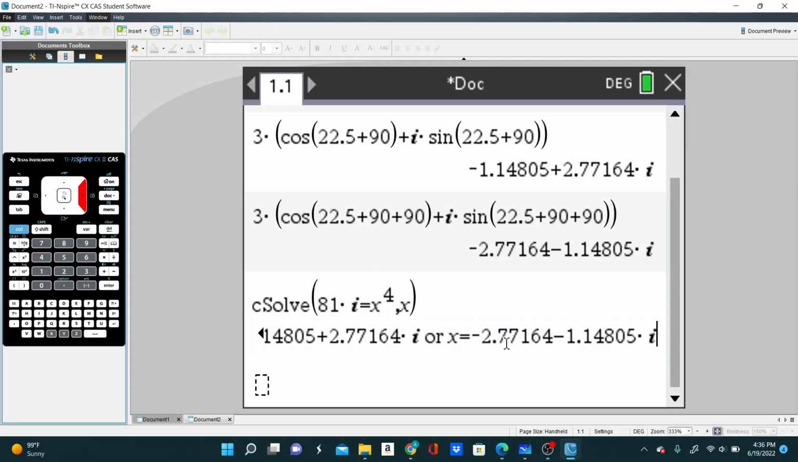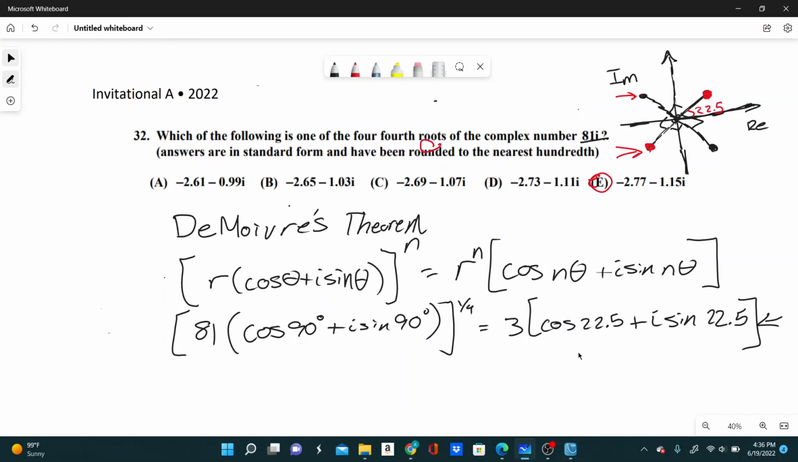So if you're a little bit pressed for time, you can always use this function. I wouldn't rely on this because sometimes the questions that they ask require you to know how to use this theorem, and it will save you a lot of time. But for certain questions, you can just use this. So here, negative 2.77 minus 1.15i, and yes, that is answer choice E.